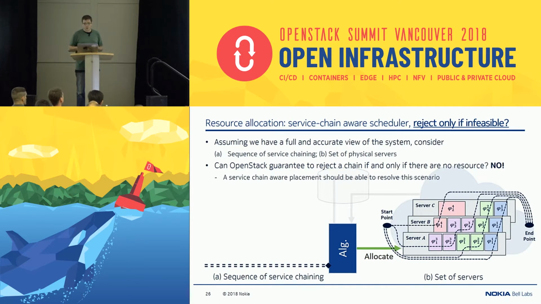So a better approach would have been if you knew right up front that you have this specific red service chain, would be to place it as follows. Again, OpenStack do not guarantee this behavior as well. It is not possible to guarantee that. And what we would like to have is an implementation, a placement algorithm that can a priori know how to place the entire chain and reject only if it is not possible whatsoever to place this chain.